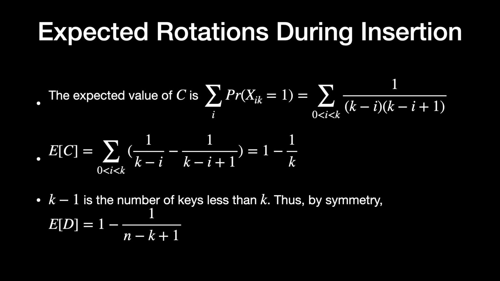Now, we also need to calculate the expected length of d, since the expected number of rotations is equal to c plus d. We can do this by symmetry. We don't need to go through the lengthy calculations again. We can see that k minus 1 is the number of keys that are less than k, and the expectation of c is equal to 1 minus 1 by the number of keys less than k plus 1. By symmetry, d would have to do with the number of keys that are greater than k, and the number of keys that are greater than k is equal to n minus k. So similarly, the expectation of d is equal to 1 minus 1 by (n minus k plus 1).